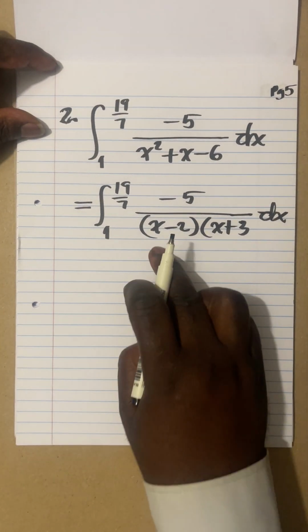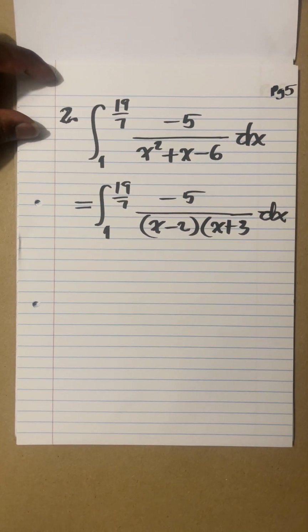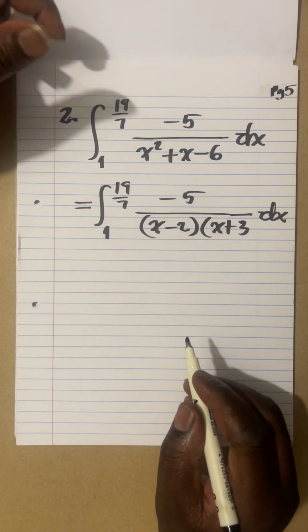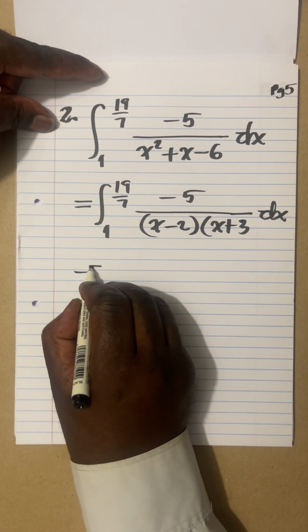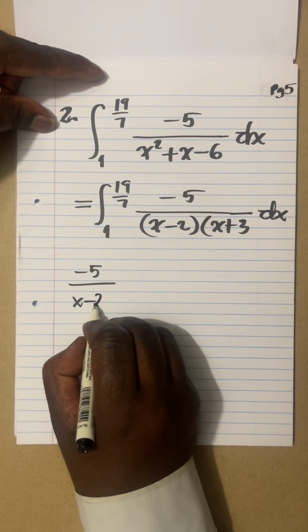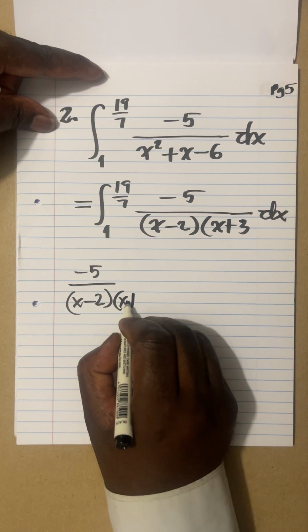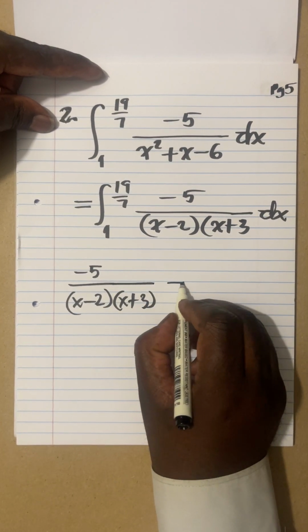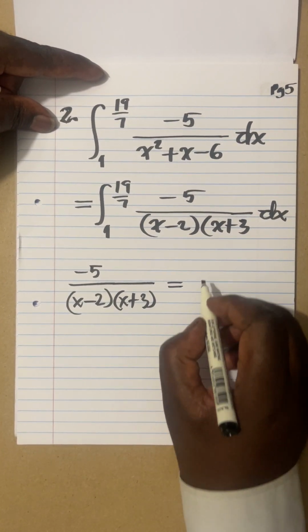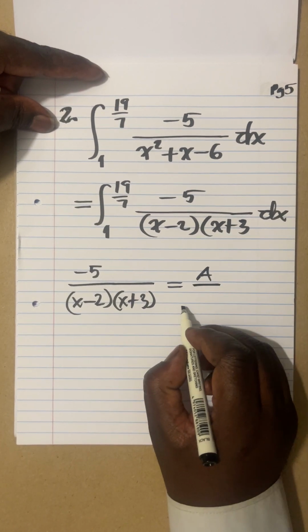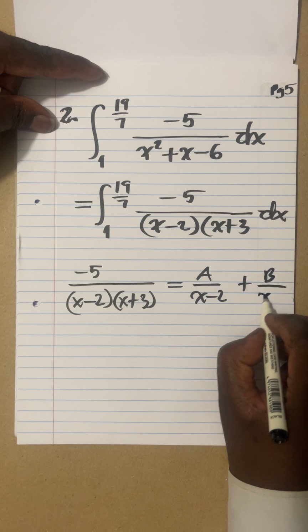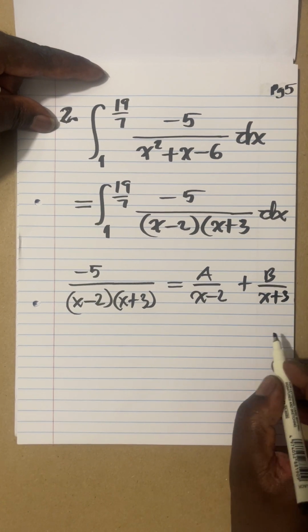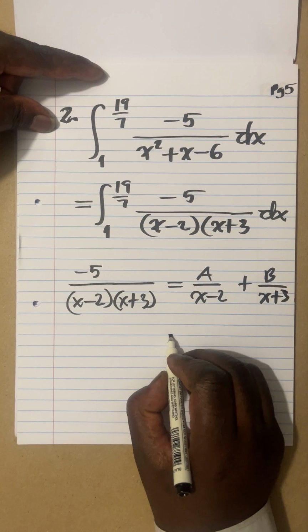Now we have two linear terms multiplying in the denominator. So partial fraction decomposition, I'm going to do it on this page here. We're going to say minus 5 all over x minus 2 and then x plus 3. This can be simplified because we have linear factors here. The numerator will be a constant, a over x minus 2, plus b all over x plus 3. And then we simplify the right hand side. So what is the common factor?